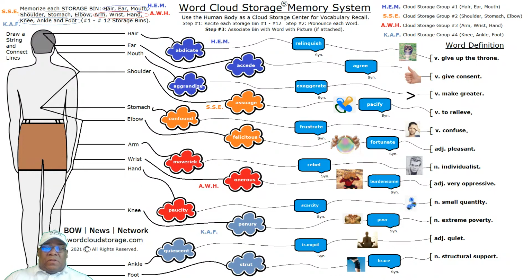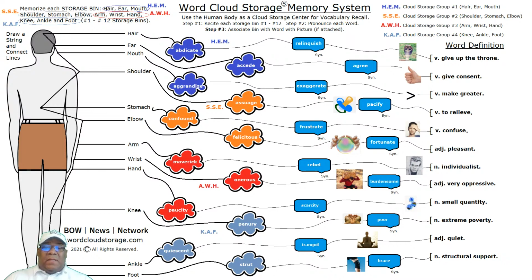Let's see if we can make some more associations. Burdensome, it is attached to the wrist storage bin. A lot of times when you're lifting, your wrist takes a lot of the burden. So that is one way of remembering onerous, and it is in the wrist storage bin. So if we were to make the association between wrist, onerous, and the picture of the guy with a boulder, full weight on his shoulders, being supported by his arms and his wrists, burdensome, very oppressive.